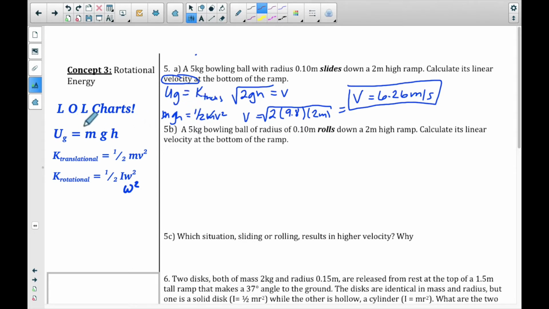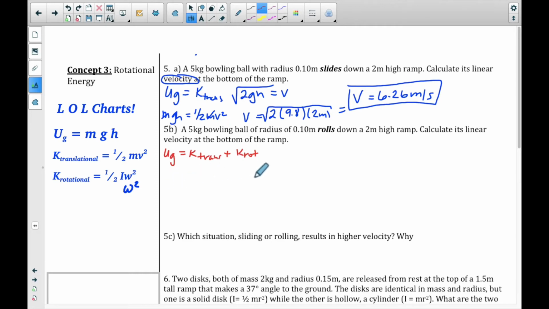Now, all this goes back to the LOL charts, that we have this potential gravitational energy, and it has to be transferred because it's going to move, and when it moves, it gets transferred into different kinds of energies. So it will change some of it over to translational, but it will also turn some of it into rotational. So it doesn't all go into translational, some of it is turning into rotational as well.